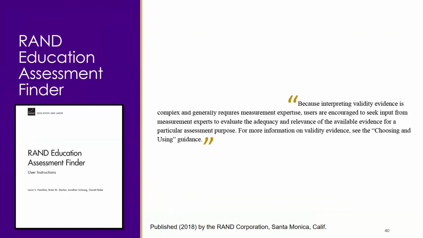Given the lack of evaluation of the psychometric information, the User Instructions Manual provided for the RAND Education Assessment Finder states that because interpreting validity evidence is complex and generally requires measurement expertise, users are encouraged to seek input from measurement experts to evaluate the adequacy and relevance of the available evidence for a particular assessment purpose. We fully endorse this statement and recommend consulting with measurement experts should you choose to find a measure from Tier 2 or 3.